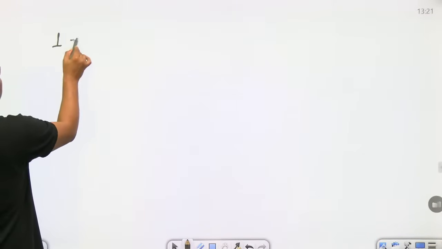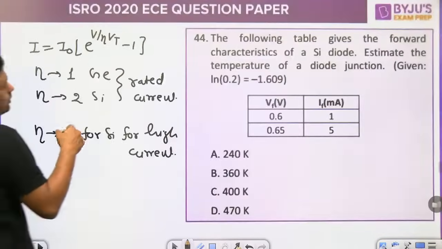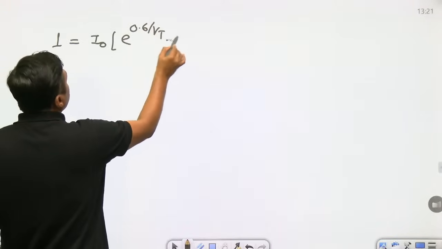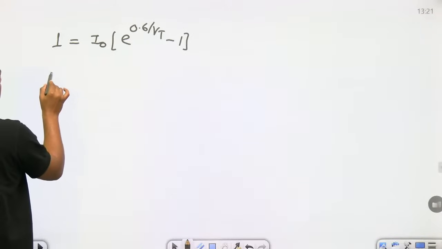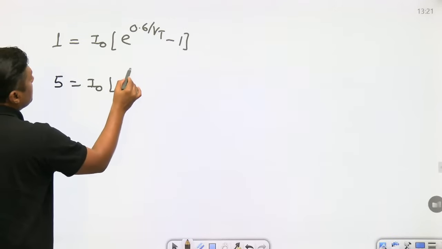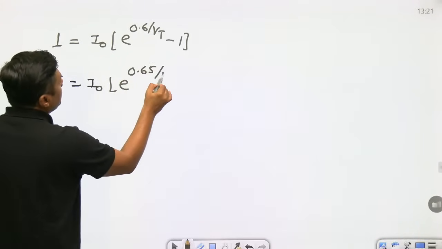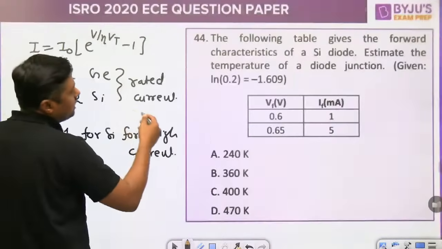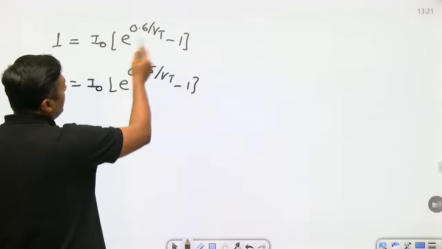When the current is 1, I naught e raised to power, first voltage is 0.6 volt, eta becomes 1, Vt, minus 1. Second, this is the 5, I naught e raised to power 0.65 by Vt minus 1. Now you can put the value of Vt, the volt equivalent of temperature. You have to find the temperature, which means you have to find Vt.